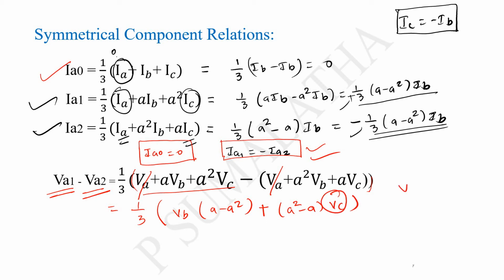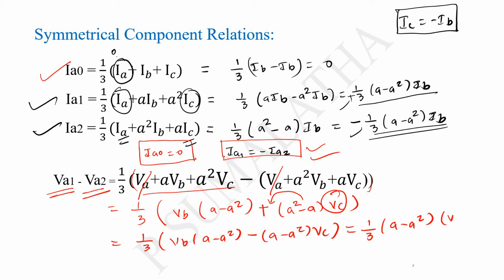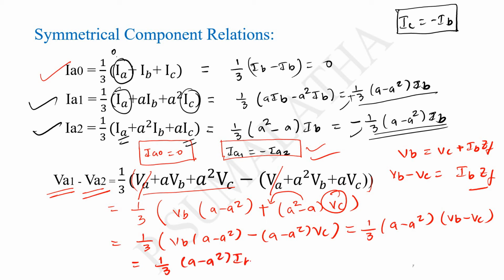But we know that the Vc value is equal to minus Vb. That can be written as 1 by 3 Vb into (A minus A square). If you take minus common from this term, minus of (A minus A square) into Vc, this can be written as 1 by 3 times (A minus A square) into (Vb minus Vc). So we know that Vb is equal to Vc plus Ib into Zf, so Vb minus Vc can be written as Ib into Zf. So this can be represented as 1 by 3 times (A minus A square) into Ib into Zf.